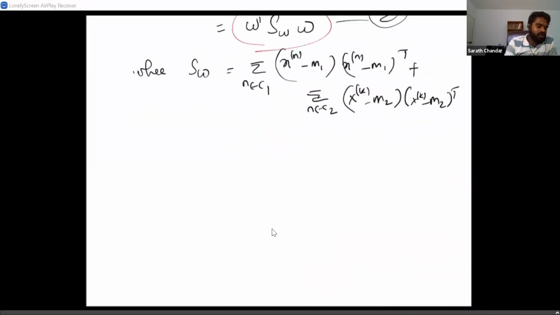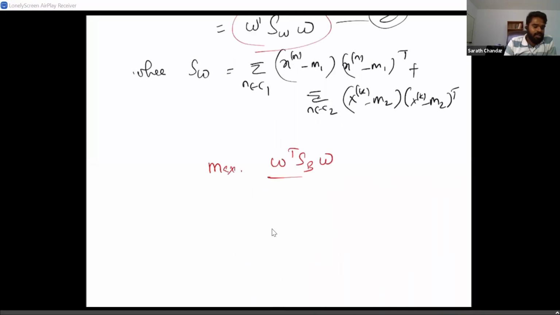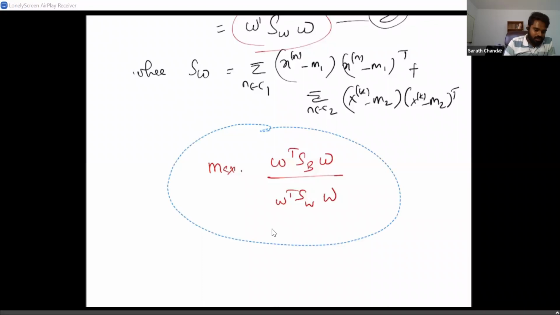So now I can rewrite my objective function, as we are interested in maximizing W transpose SB W divided by W transpose SW W. Now this is easy. You differentiate this, set it to 0, and you have the solution. So now you differentiate this. This is U by V, right? Maybe let me rewrite this on the next page.